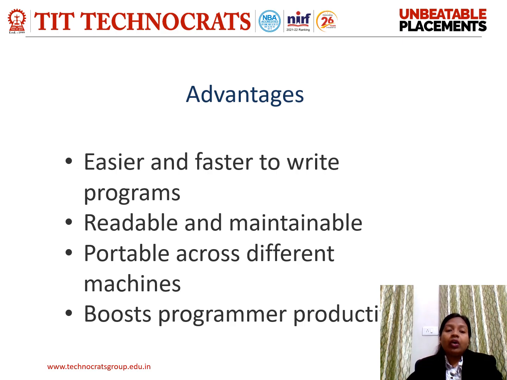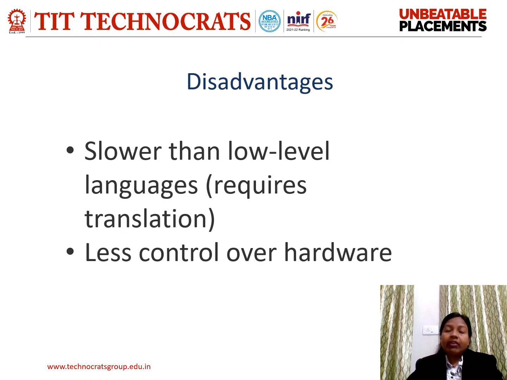Okay? What is the last point? Boost programmer productivity. What are the disadvantages? Slower than low level language. Requires translation. Why is it slower than low level language? Because low level language does not need any compiler or any interpreter. But high level language needs a translator. Right? So it needs a translator. That is why the process becomes slow as compared to low level language.